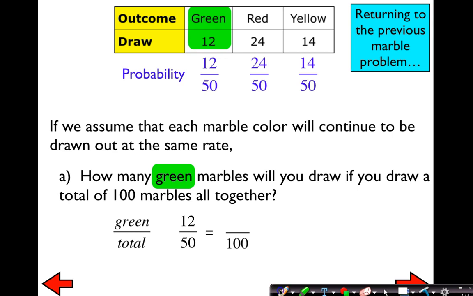Well, we're just going to manipulate the process by multiplying the denominator by 2, because 50 times 2 gives me 100. So I'd expect this to double as well, which gives me 24. So my answer is I would expect there to be 24 green marbles.